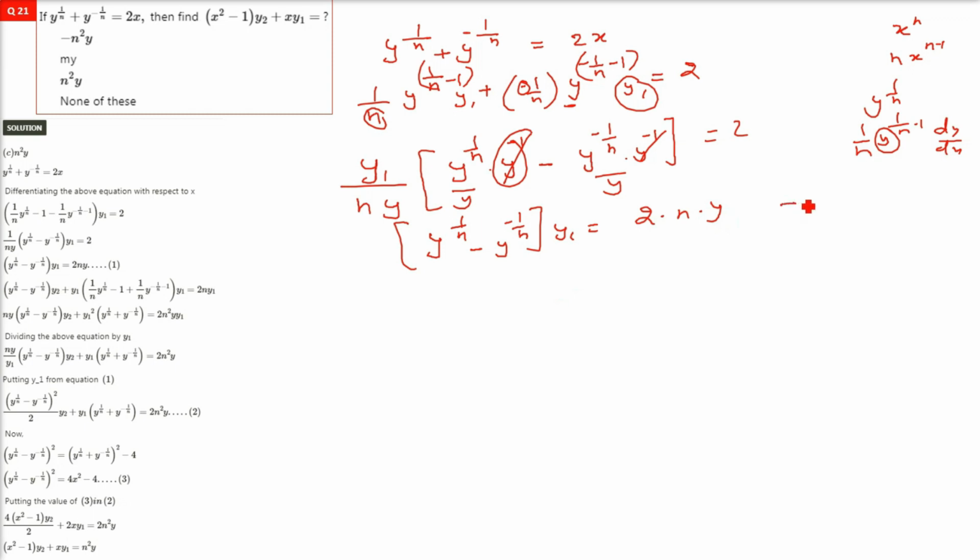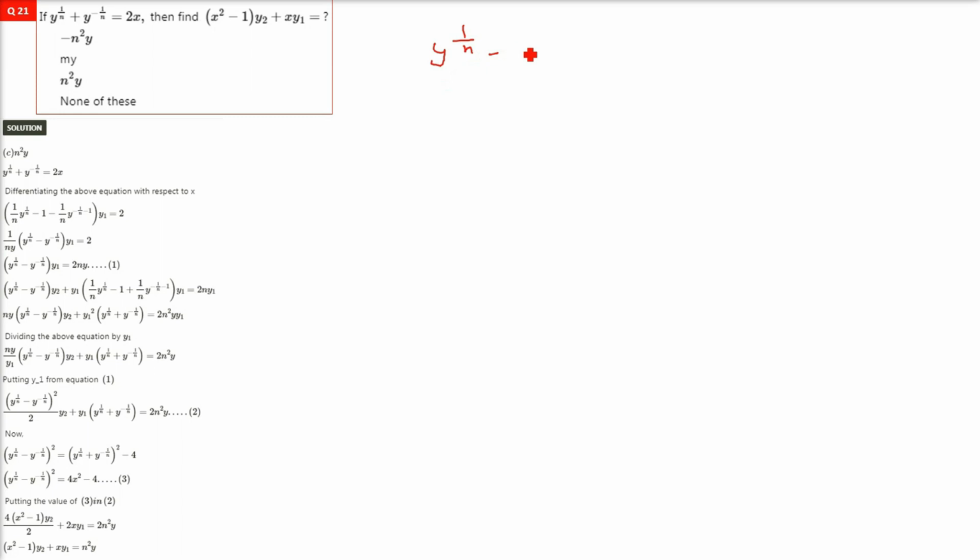So this we are going to reuse. I mean we are going to replace somewhere. So what we have got up till now is (y raised 1 by n minus y raised minus 1 by n) into y1 is equal to 2ny. Alright, now let us differentiate this, because there is y2 in the question, so we have to differentiate it again.